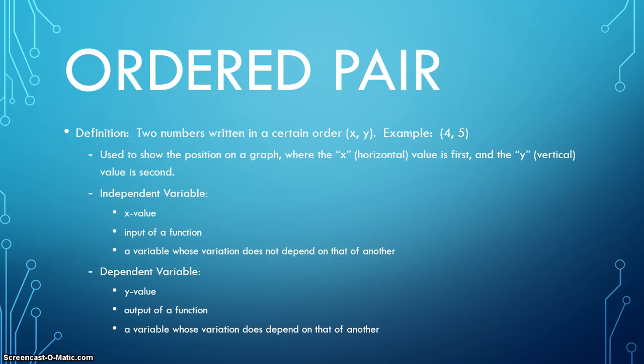The definition of an ordered pair is two numbers in a particular order. The first represents the x, the second represents the y. They're both in parentheses with a comma in between.